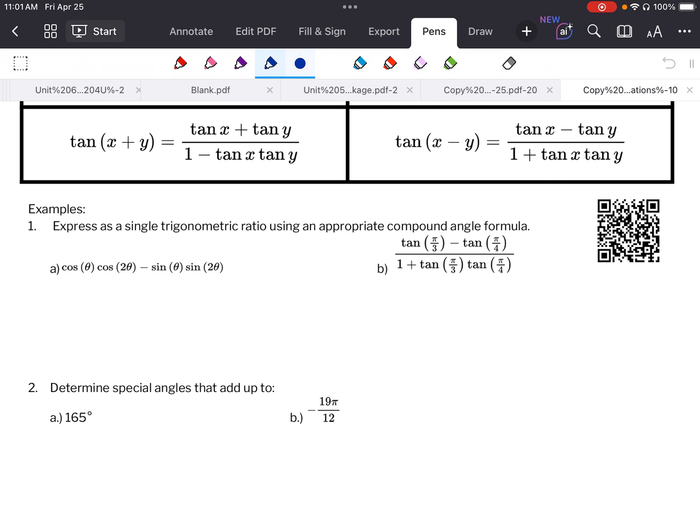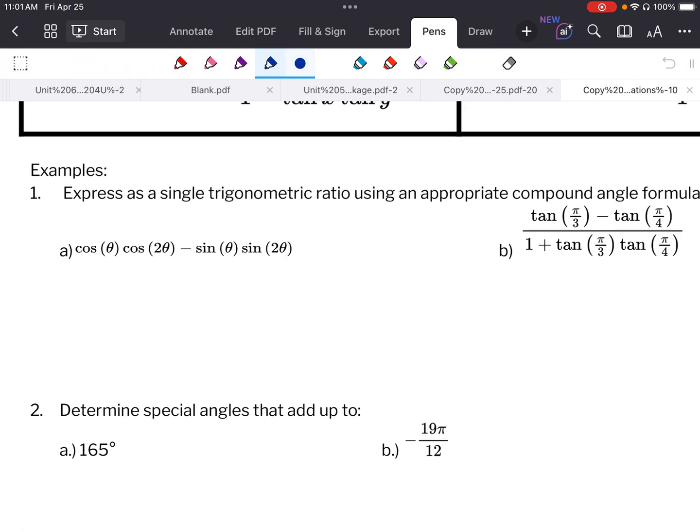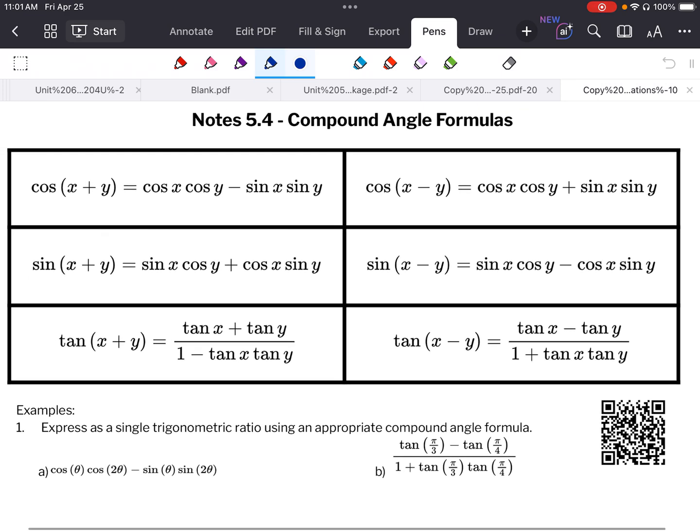Express as a single trig ratio using an appropriate compound angle formula. Okay, so the first one we have cos of theta times cos of 2 theta minus the sine of theta times the sine of 2 theta. Since we want it as a single trig ratio, we're going to look for the formula that is similar to that. So it's cos times cos minus sine times sine.